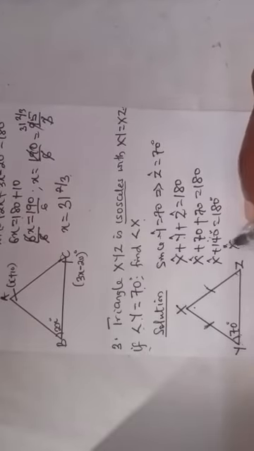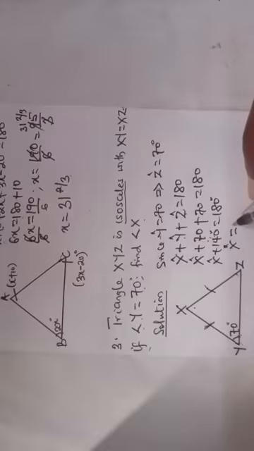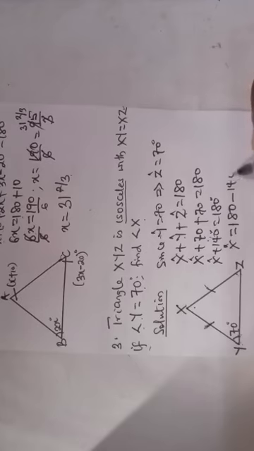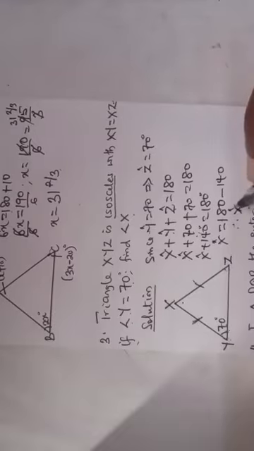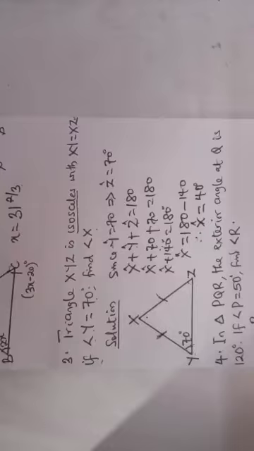140 is equal to 180 degrees. Now to get my X, I'll collect items. I'm going to have 180 minus 140. Therefore, angle X is equal to 40 degrees. Are we following?